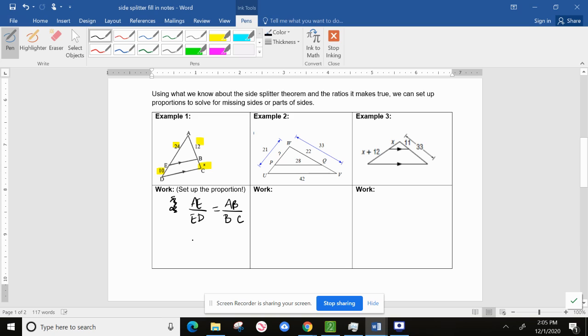So let's plug in what we know. That's 24 over 10 is equal to 12 over BC, which is X. All right, now it's time to do a little math. 24 times X is 24X, and then 12 times 10, that's 120. Divide both sides by 24. This is old stuff. You should feel pretty good about that.